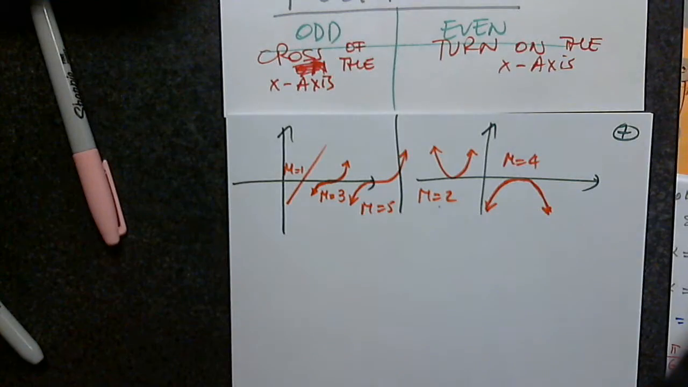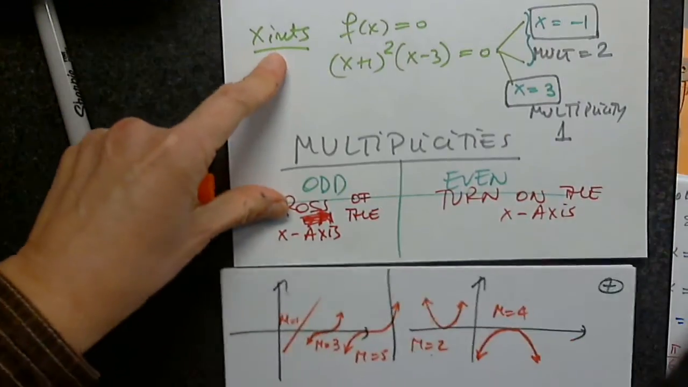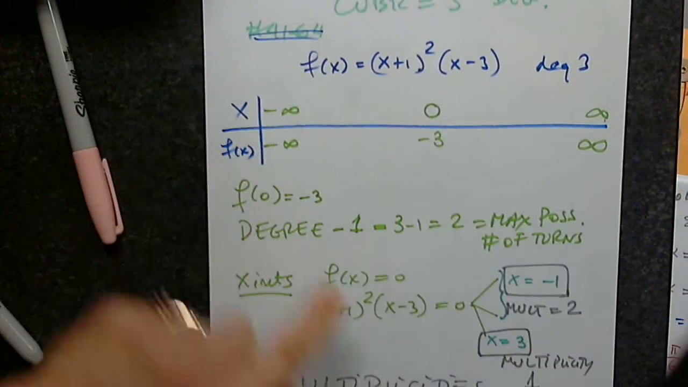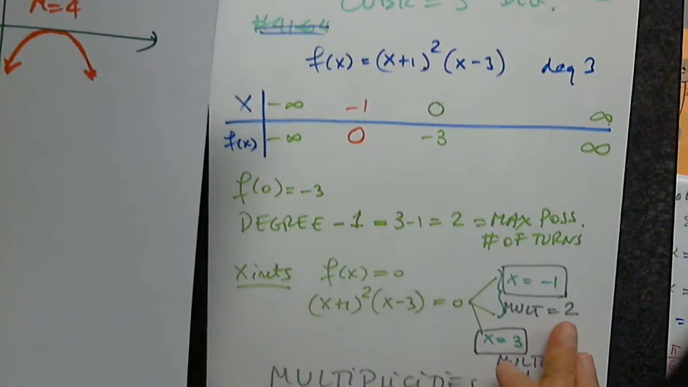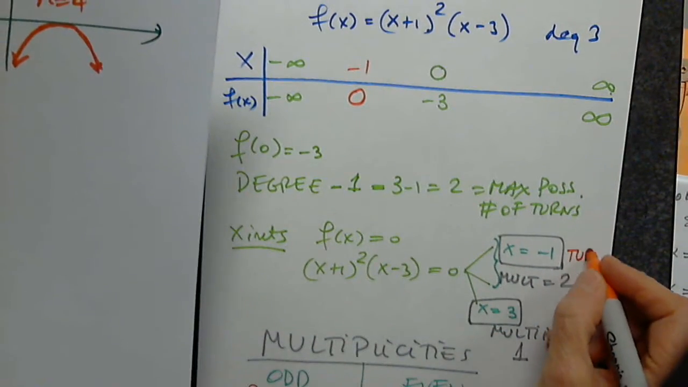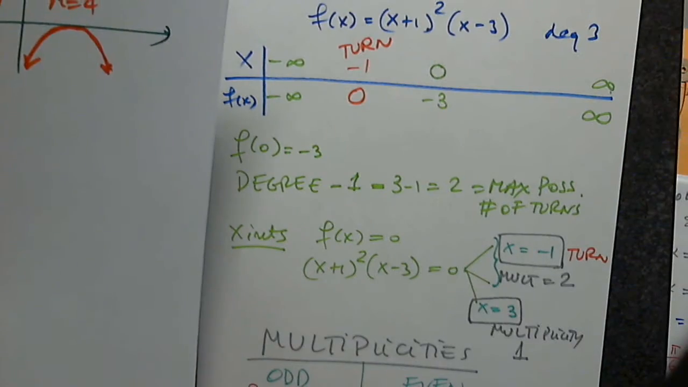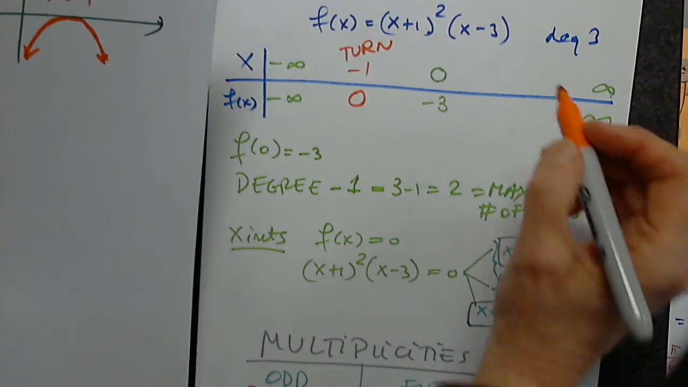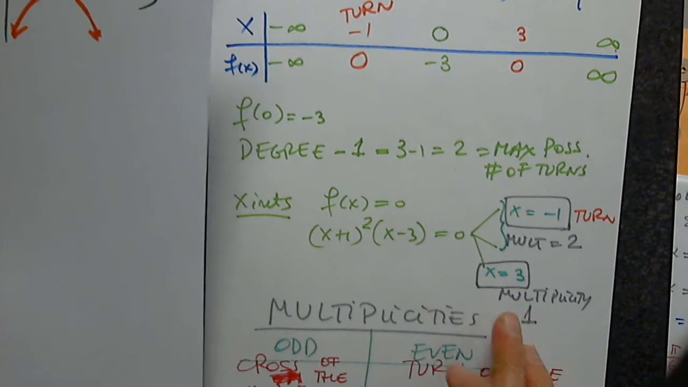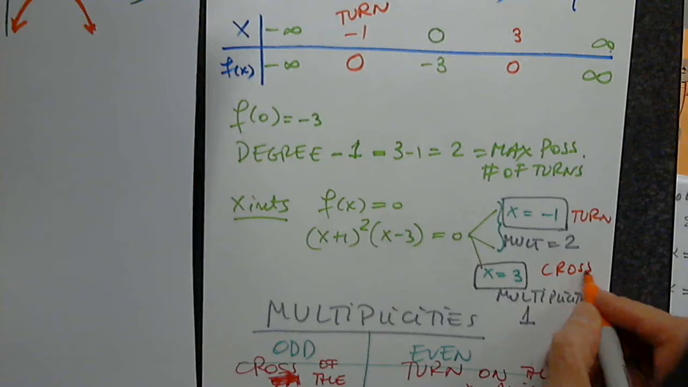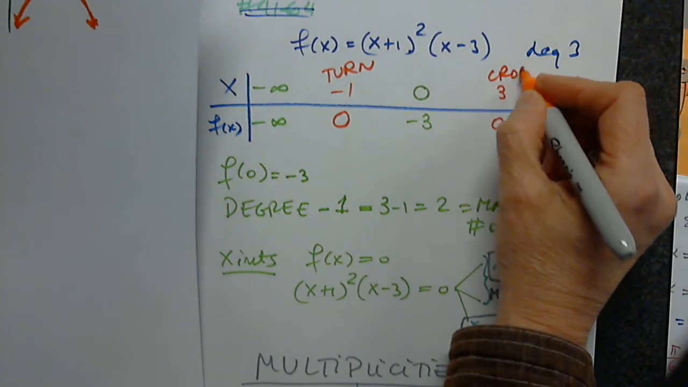We're done. But I have to go back to my chart. So here you said to me, -1, comma 0. And we know now that this is a turn. And I make myself a note. It's a turn. And then you said 3, comma 0. But since the multiplicity is 1, I'm going to say it's a regular cross. So I make myself a note.